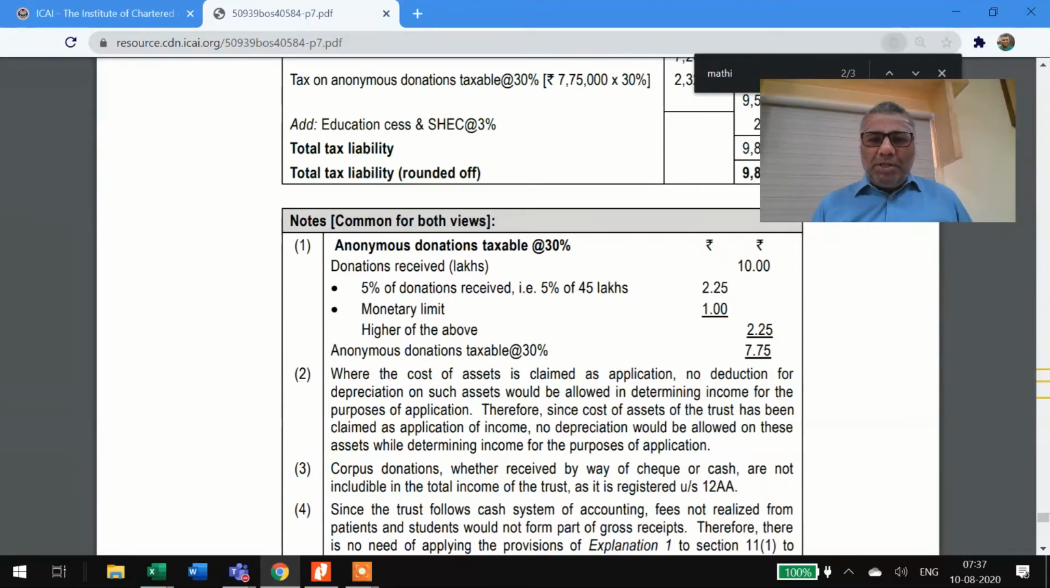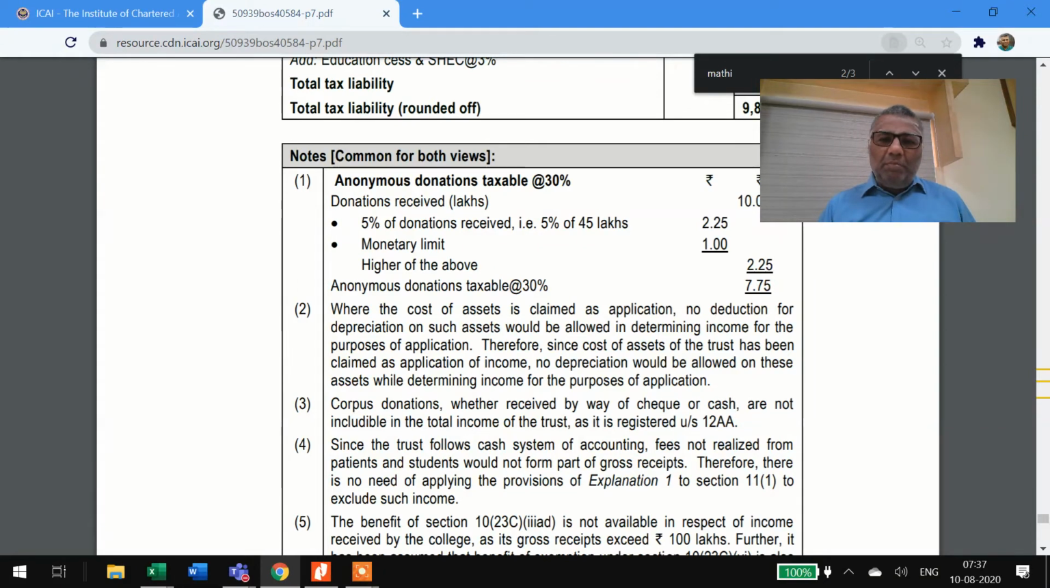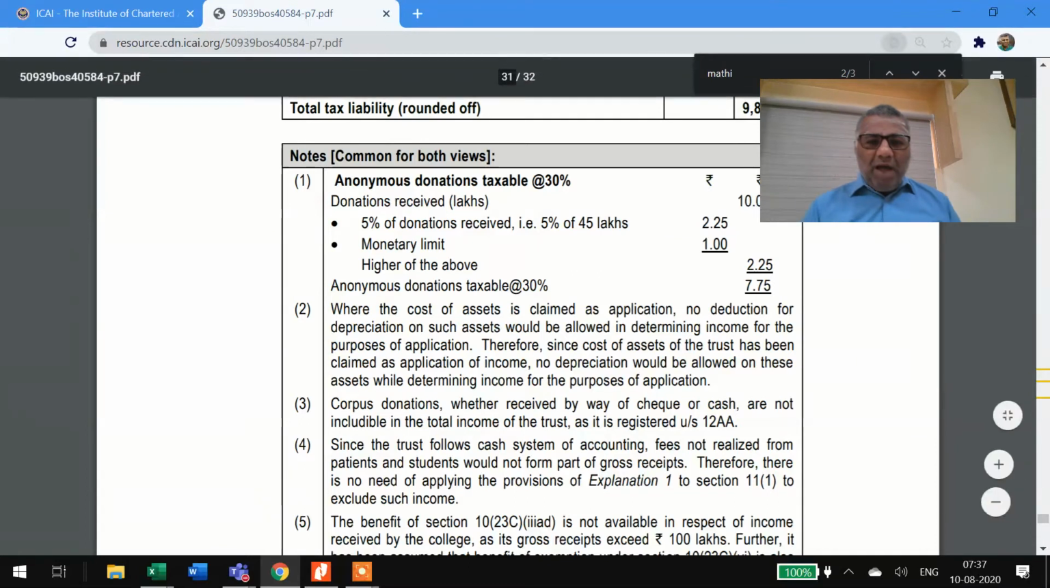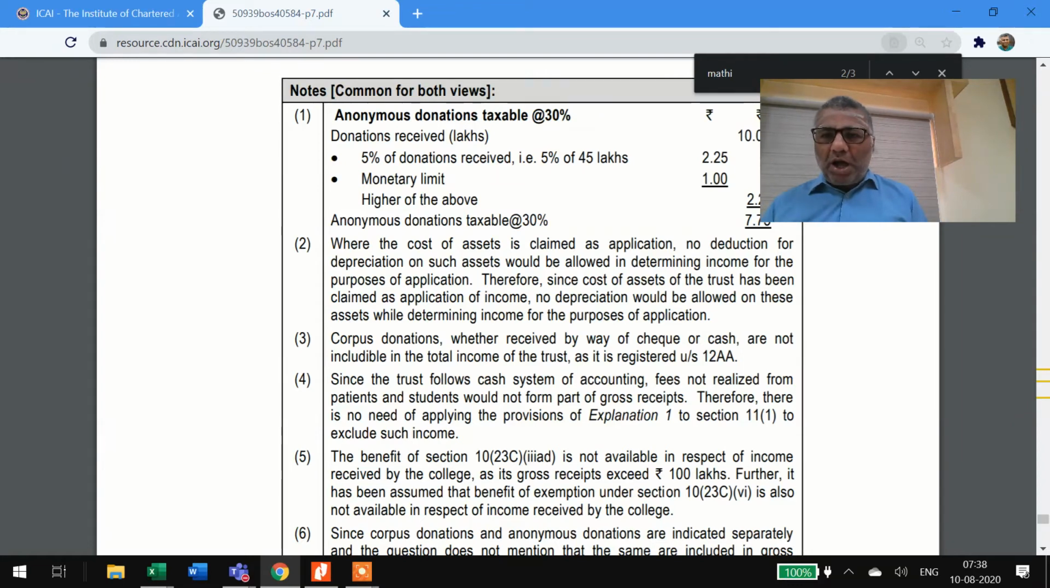Anonymous donation taxable at 30%, donation received 5% or a monetary limit, whichever is higher, and balance taxable at 30%. Where the cost of the asset is claimed, no deduction for depreciation would be allowed. Therefore, since cost of the asset has been claimed as application, no depreciation allowed. Corpus donation, whether received by way of cheque or cash, is not included in total income of the trust as it is registered under. So, for the recipient, no problem. Only for the donor, that 2,000, 10,000 limits are there.